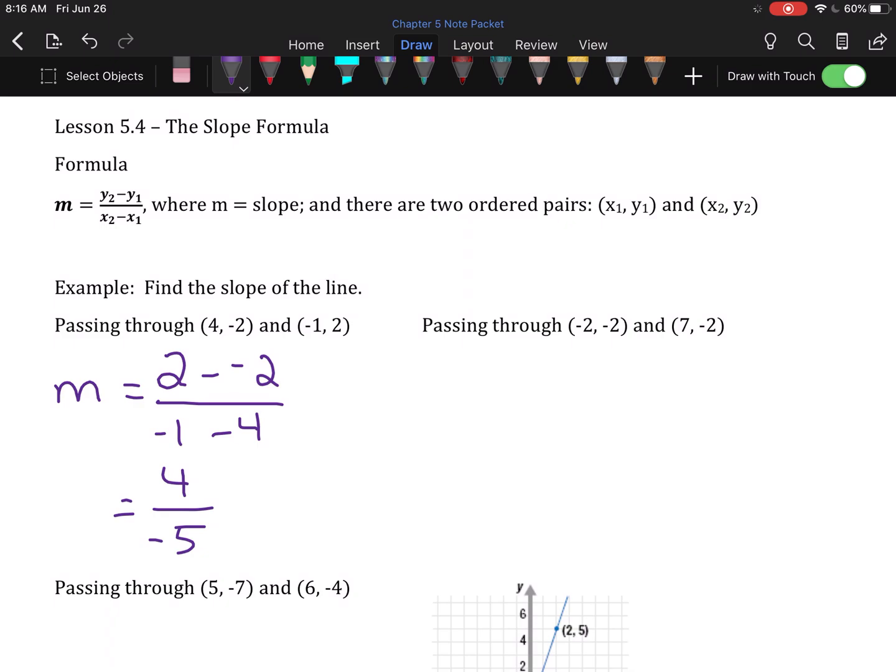Same sign, keep and add. That fraction, negative 4/5, does not simplify, and that's your answer. That's the slope of this line, negative 4/5. Yes, you say that negative 4/5. You can't say 4 over negative 5. Doesn't matter. So long as there's a 4 and a 5 and one negative sign, I'll be happy.